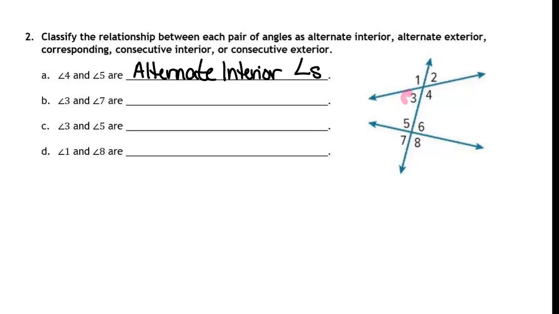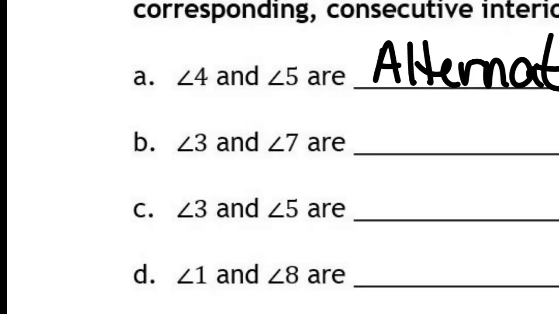I have angle 3 and angle 7. Are those interior angles, exterior angles, or one of each? One of each. When I get one of each, I know it's not going to be alternate interior or alternate exterior. I know it's not going to be consecutive interior or consecutive exterior. If I eliminate all of those, what's left? Corresponding. Notice this point of intersection. Angle 3 is in which corner? Bottom left, yes.